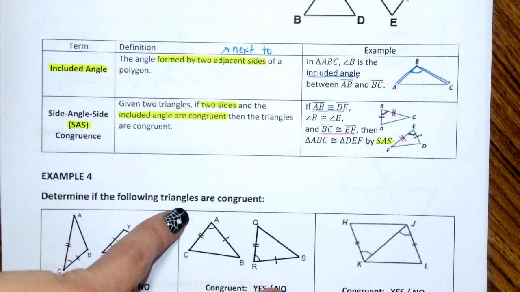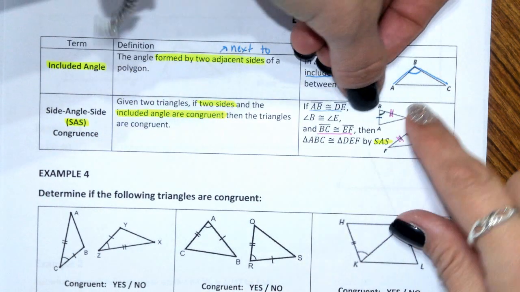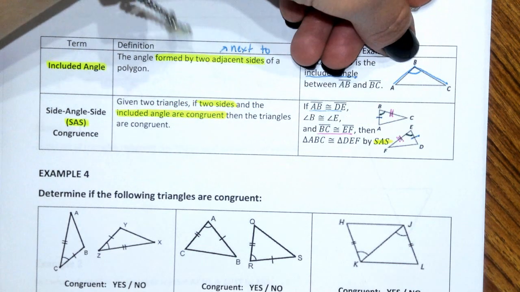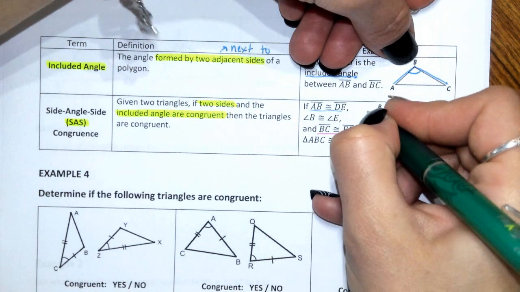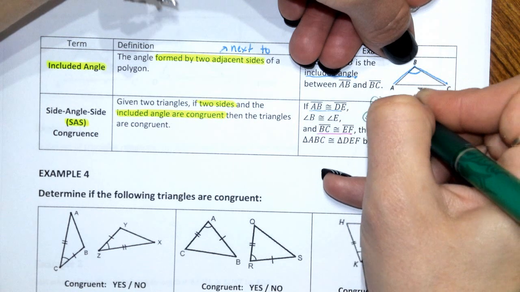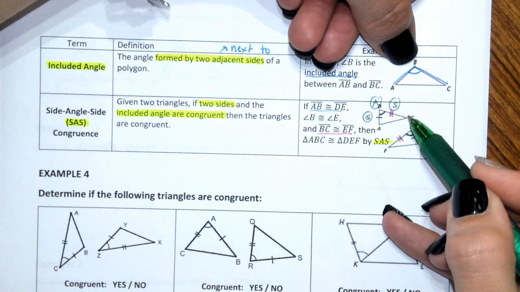A is between the two S's. That angle is between the two congruent sides. And when you write the letters like I do, that's why I like to do this, I can see that these actually literally go SAS.